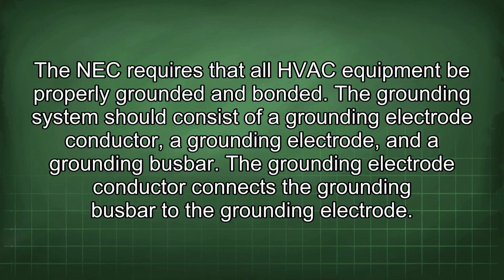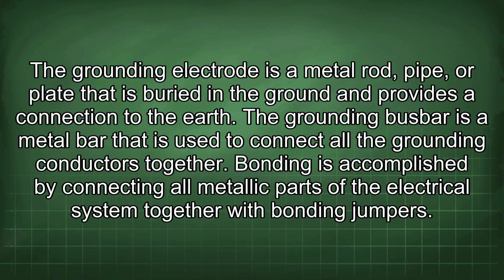The NEC requires that all HVAC equipment be properly grounded and bonded. The grounding system should consist of a grounding electrode conductor, a grounding electrode, and a grounding busbar. The grounding electrode conductor connects the grounding busbar to the grounding electrode. The grounding electrode is a metal rod, pipe, or plate that is buried in the ground and provides a connection to the earth. The grounding busbar is a metal bar that is used to connect all the grounding conductors together.